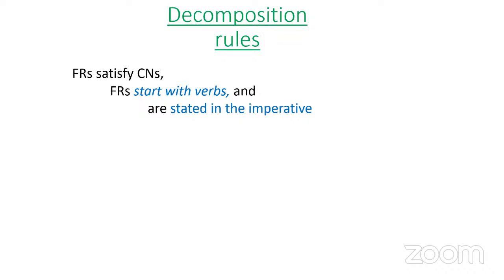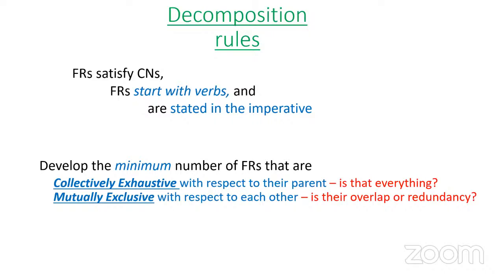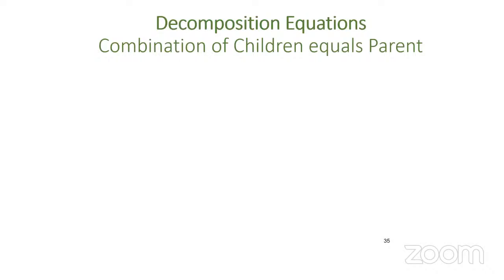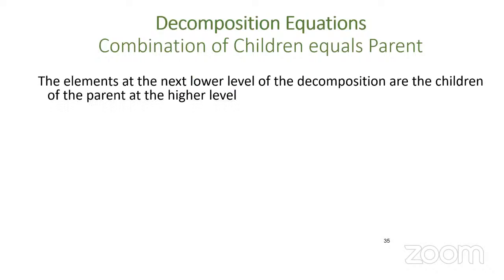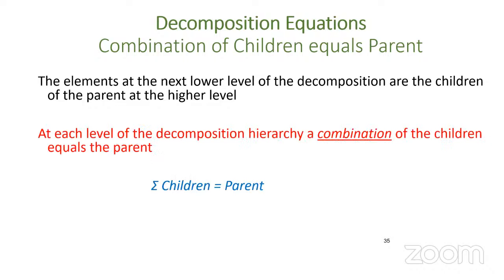All right. FRs start with verbs and are stated in the imperative, for those of you who remember English class. We want the minimum number of FRs, and the mnemonic here, if you like, is C min. It's a good thing to think about while you're doing decomposition. In the decomposition equations, we have children somehow combining to the parent.